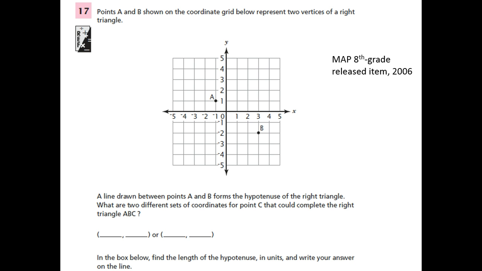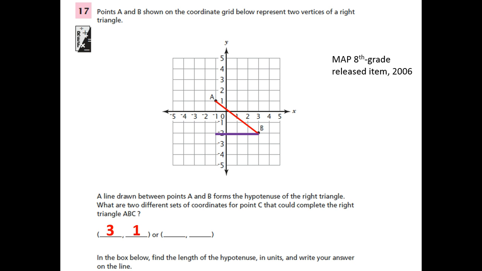So let's first of all take a look at the first part of this question that's asking us to visualize a right triangle that can be drawn with that line segment as being the hypotenuse. So here's one of the triangles they're talking about, and that triangle would have a vertex at the point 3, 1.